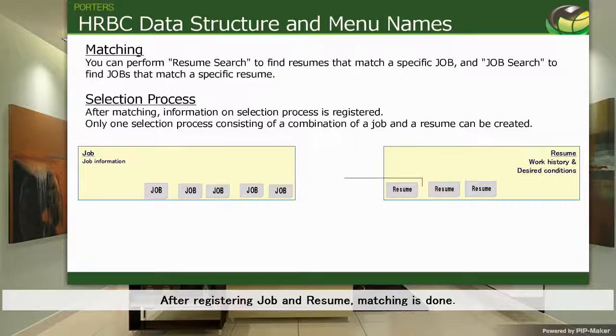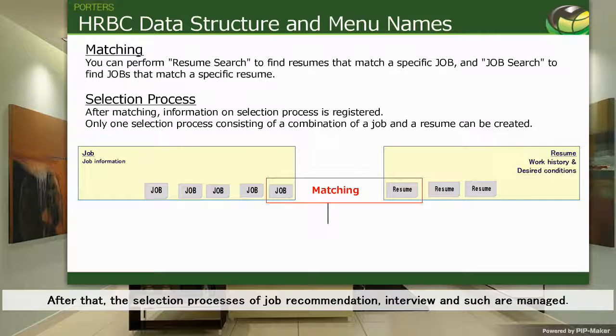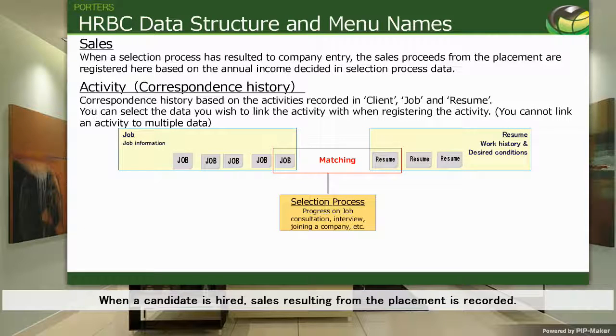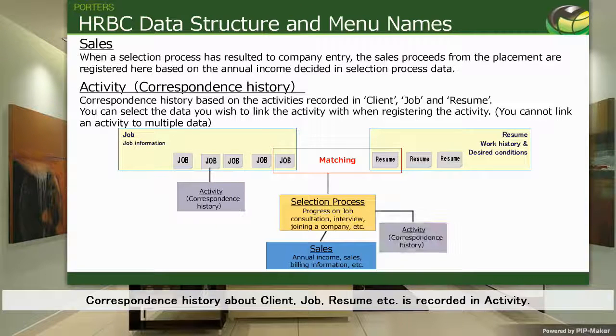After registering job and resume, matching is done. After that, the selection processes of job recommendation, interview and such are managed. When a candidate is hired, sales resulting from the placement is recorded. Correspondence history about client, job, resume, etc. is recorded in activity.